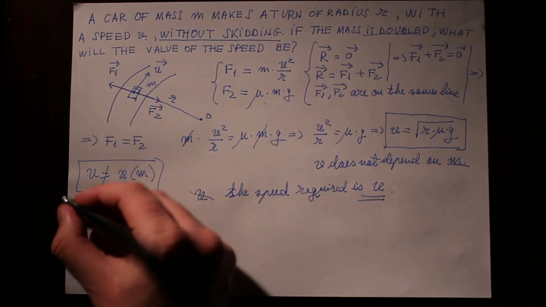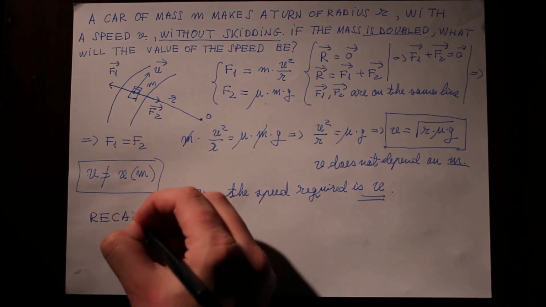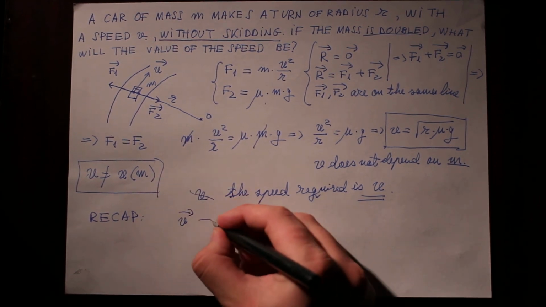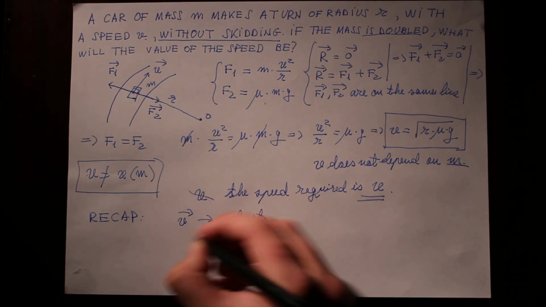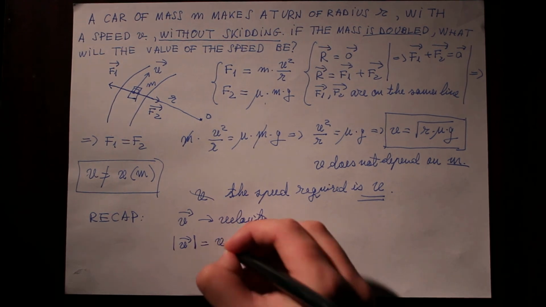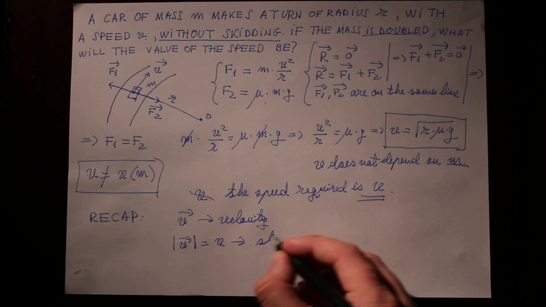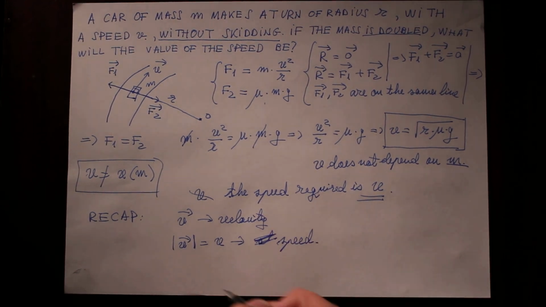Just so that we have it here, I'm going to put a recap. V with the vector, this is velocity, and this thing is equal to v. This is the module of the velocity. It's the speed, it's actually the speed. Okay, just to be clear. Okay, so that's it. That's how you solve this problem.